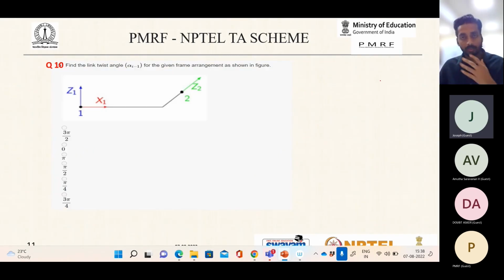Now going to the next question, question number 10. This is the second last question for today's session. So here we have: find the link twist angle for the given frame arrangement as shown in the figure. So let us again draw this. So we have this thing here. We have frame number 2 or joint 2 here. And we have joint 1 here. This is Z1 and this is X1, right?